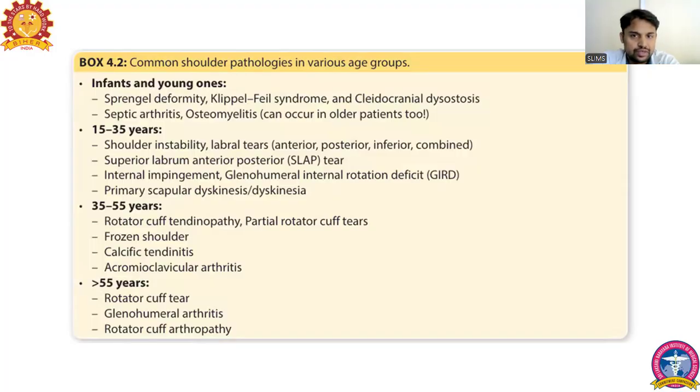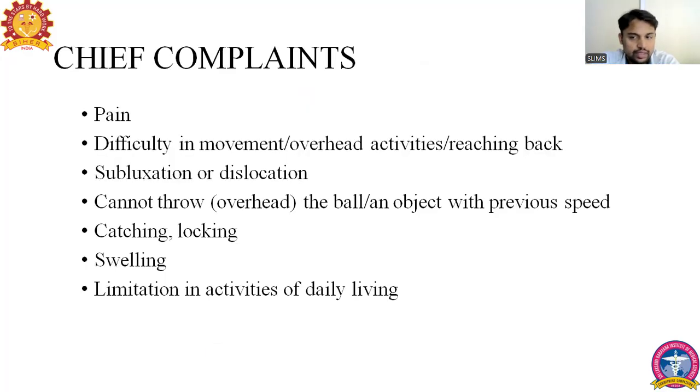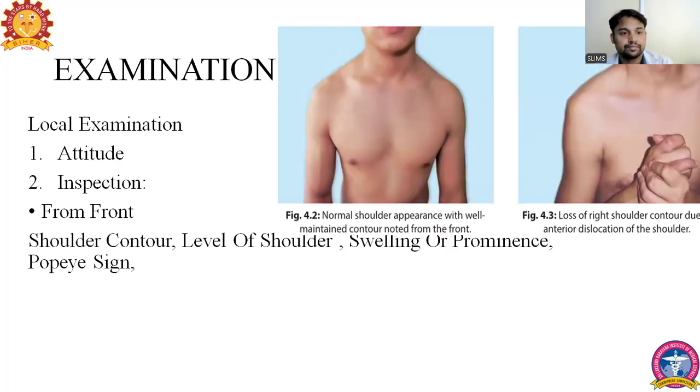So these are the things we saw now: the age groups and the conditions they suffer. Now, how will the patient present with chief complaints? The patient may come with pain, or difficulty in shoulder movements, or difficulty with overhead activity, reaching the back, or combing hair. The patient may be unable to do day-to-day activities, or cannot throw the ball. Sometimes the patient will have catching, blocking, sometimes swelling, and limitation of daily activities.